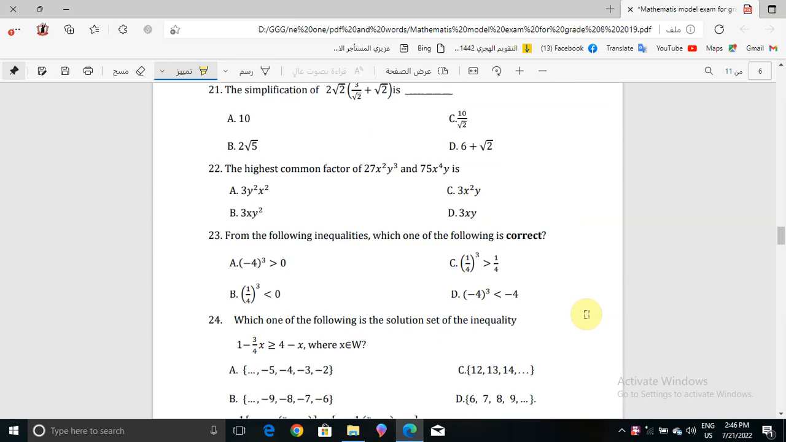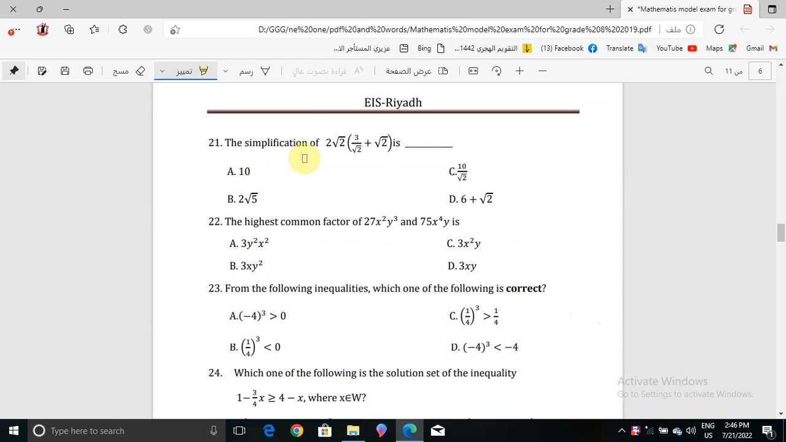Okay. Now in question number 21, the simplification of 2 radical 2 times 3 over radical 2 plus radical 2 is what? Here what we will do, it will be 2 radical 2 times 3 over radical 2 alone, then plus what? 2 radical 2 again times radical 2.